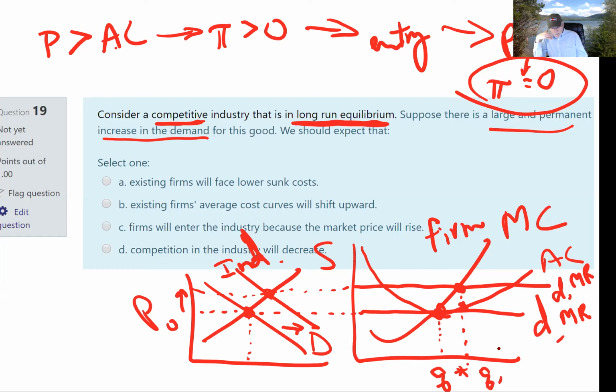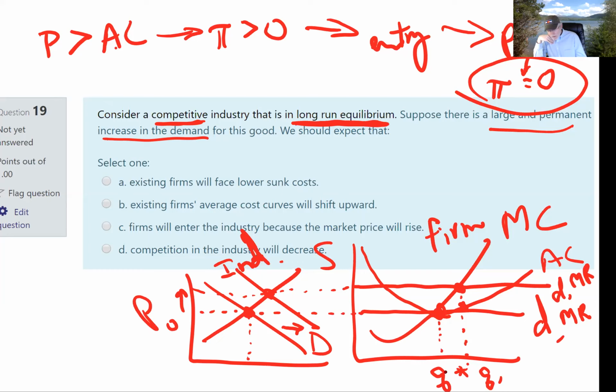So which of these is going to be correct? Existing firms will face lower sunk cost. Well, that's not really relevant. Existing firms' average cost curves will shift upward. No, there's no reason for that to happen. Firms will enter the industry because the price will rise. The price is going to go up.